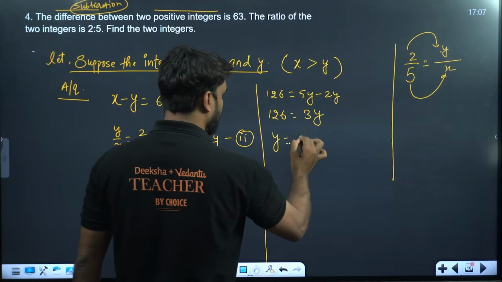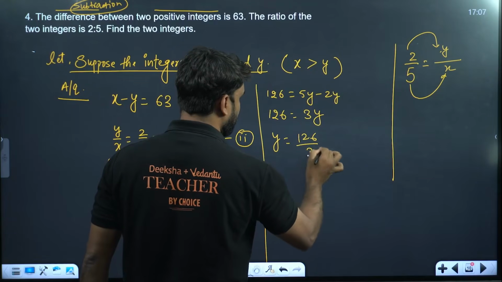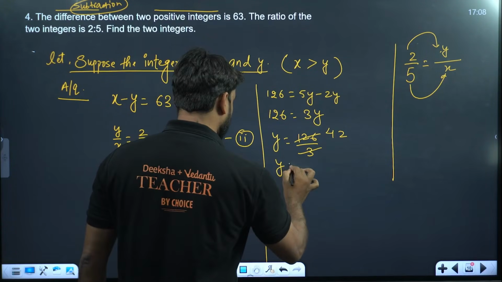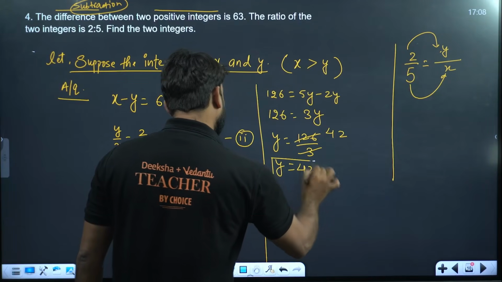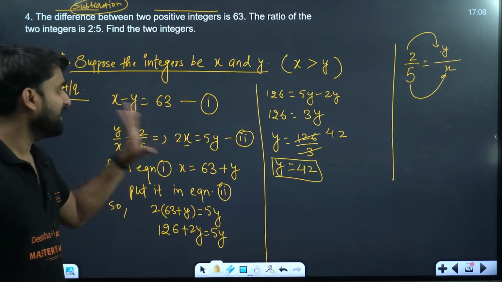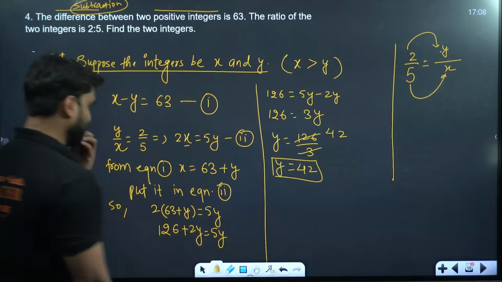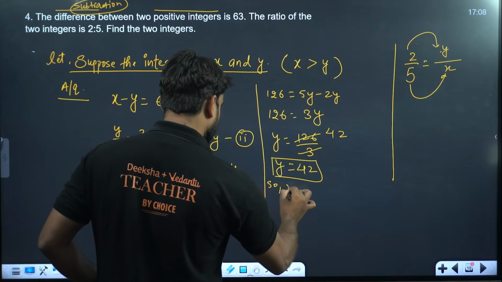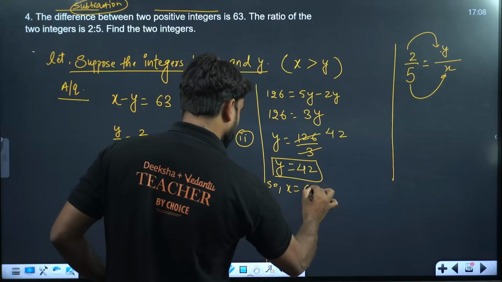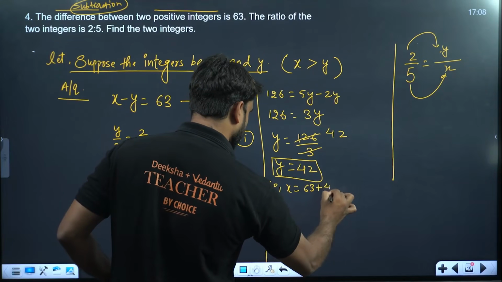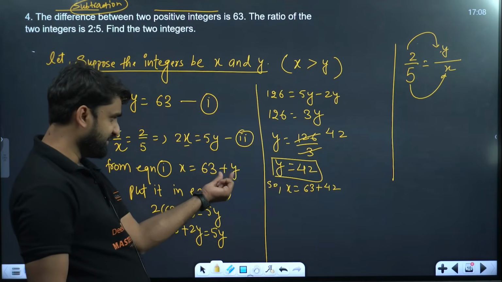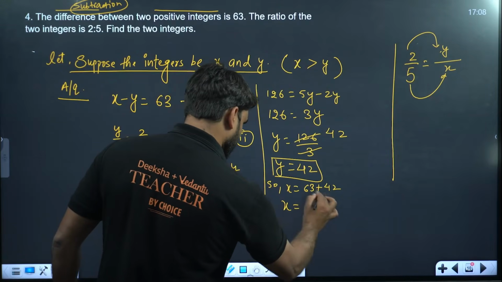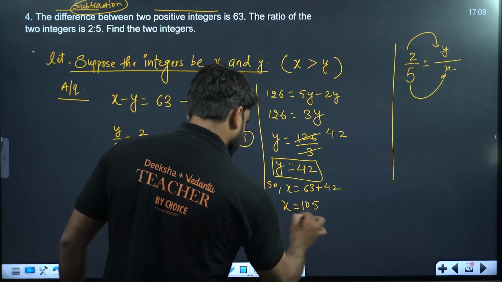So y will be equal to 126 divided by 3. Cancel: 3 4 ja 12, 3 2 ja 6, so y is 42. And once you get y is 42, you can find out the value of x by selecting any one equation. So we can select this equation. So x will be equal to 63 plus 42, because x is equal to 63 plus y, and we have got the value of y.